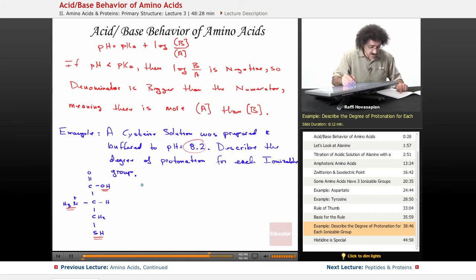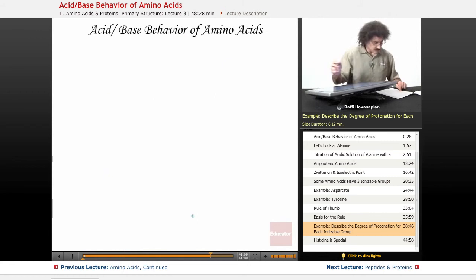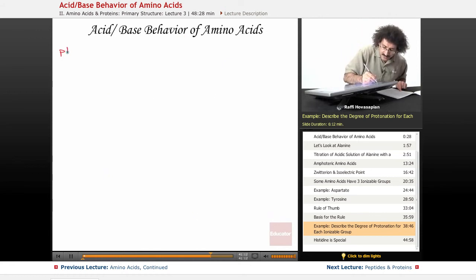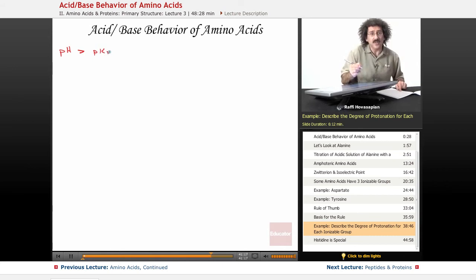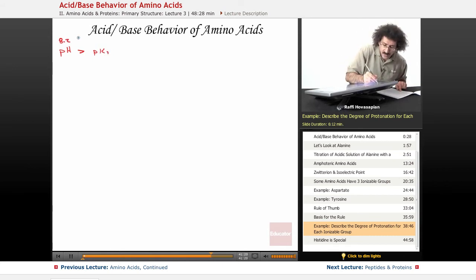We look up the pKs. Well, the pK1 is equal to 1.96. Excuse me, the pKr is equal to 8.18. So notice in this case, the R group ionizes before this group does. The pK2 is equal to 10.28. Well, now we just use our rule of thumb or reason it out. pH is bigger than pK1, right? We said the pH is 8.2, and we said the pK1 was 1.96.